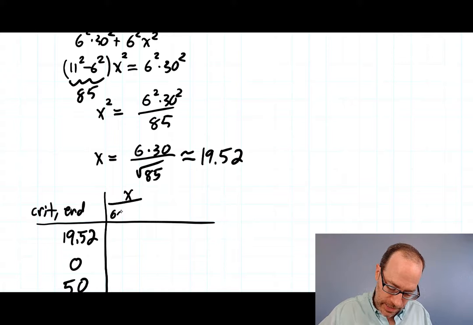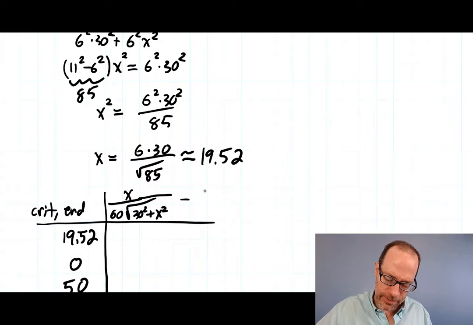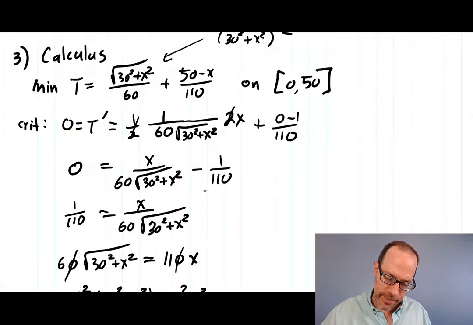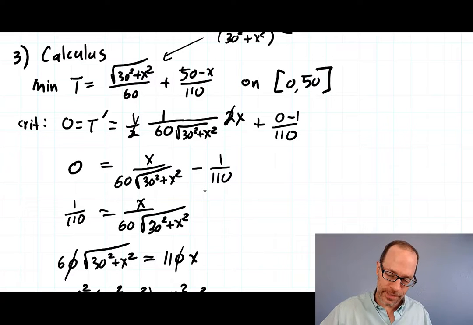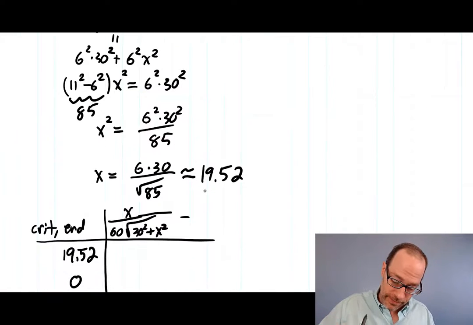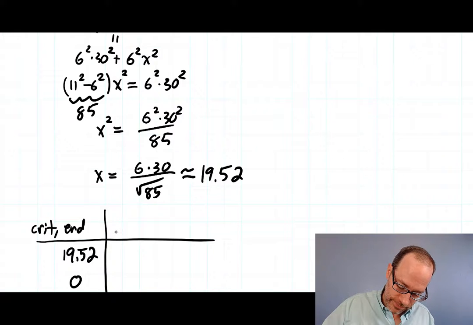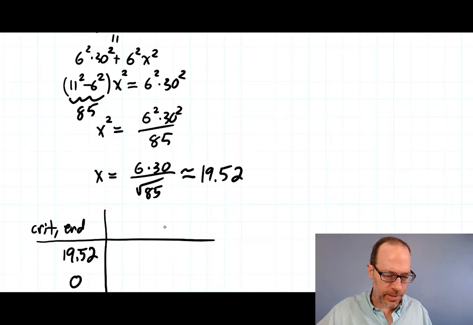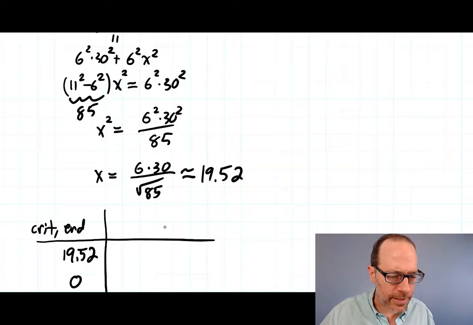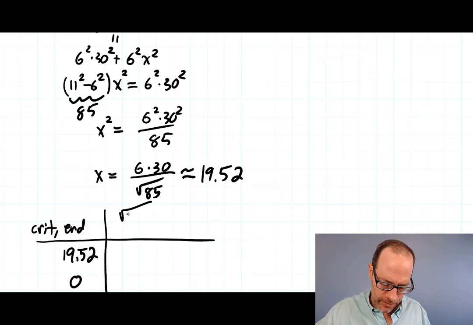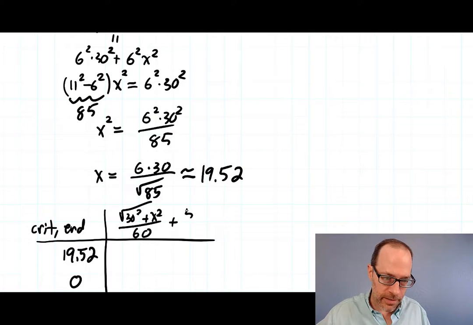x all over 60 square root of 30 squared plus x squared minus, oh boy. Oh no, I wrote down the wrong one. It was that thing. All right, let's see if I have my paper here so I can copy it. The square root of 30 squared plus x squared all over 60 plus 50 minus x all over 110.